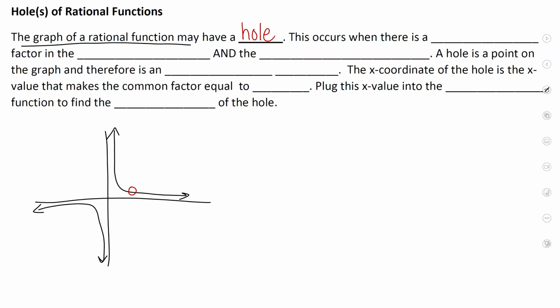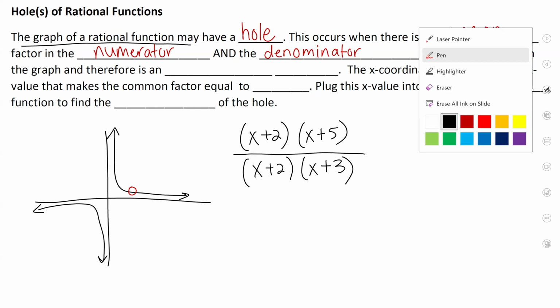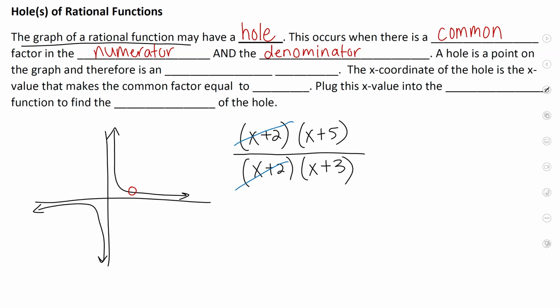This occurs when there is a common factor in the numerator and the denominator. What this sentence means, having a common factor in the numerator and the denominator. Guys, what is in common with the top and the bottom? X plus 2. These are in common. That means you're going to have a hole. That's what that sentence means.